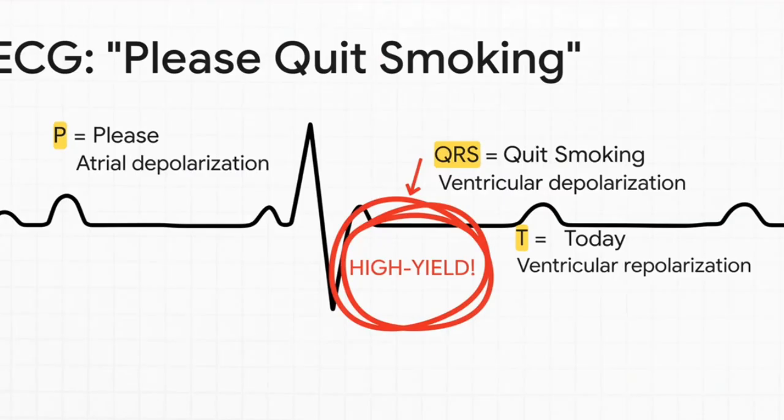Now, how does all this electrical activity actually show up on an ECG? Well, here's a great phrase to remember the waves. Please quit smoking. The P wave stands for atrial depolarization. That's the atria contracting. The QRS complex is ventricular depolarization, and you have to know this one. It's an extremely high-yield topic. And finally, the T wave is ventricular repolarization, when the ventricles reset.